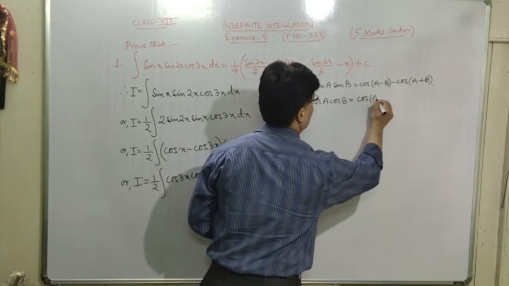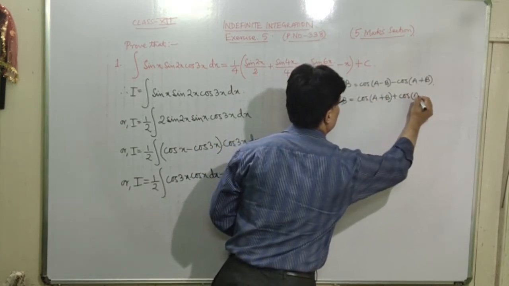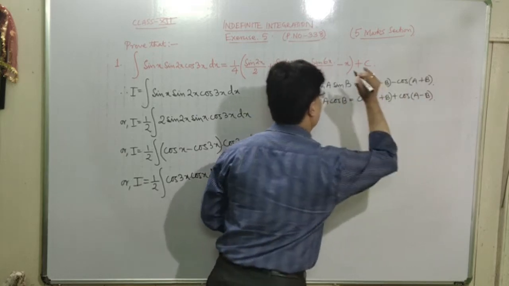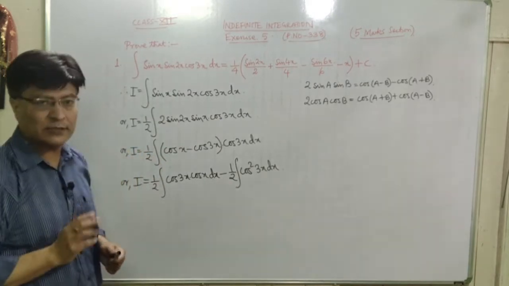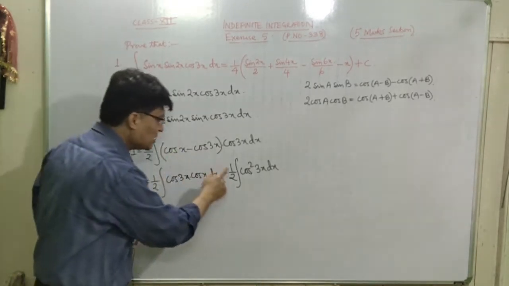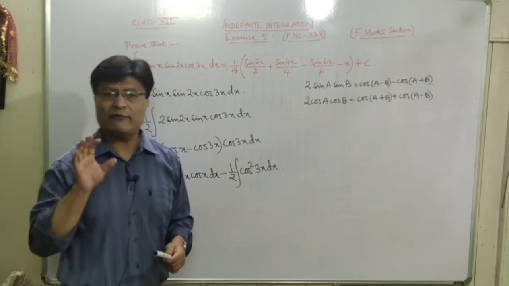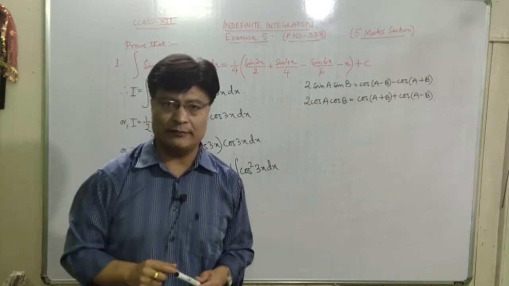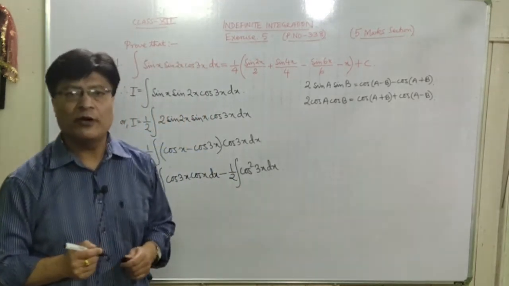This is cos of A plus B, and this is cos of A minus B. So I think you have understood it. We can use this formula in this case, but first of all, you have to multiply and divide by 2. For this function, I already told you that whenever you have cos square and sin square, you should multiply and divide by 2 first. Then you can use the formula of multiple angles.